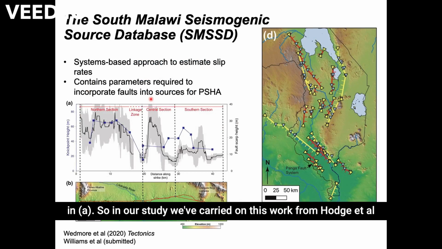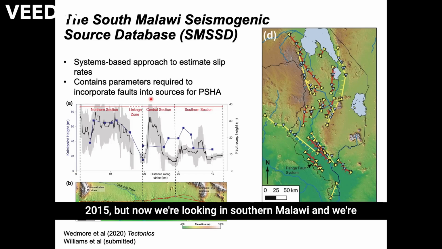So in our study, we've carried on this work from Hodge et al. 2015, but now we're looking in southern Malawi, and we're using a much richer data source of active fault maps in the region. How faults might be geometrically segmented so that maybe they actually rupture in more frequent but larger magnitude earthquakes, which from a hazard point of view might be more important, and also more complex modeling of how the extensional strain in the rift might be partitioned.